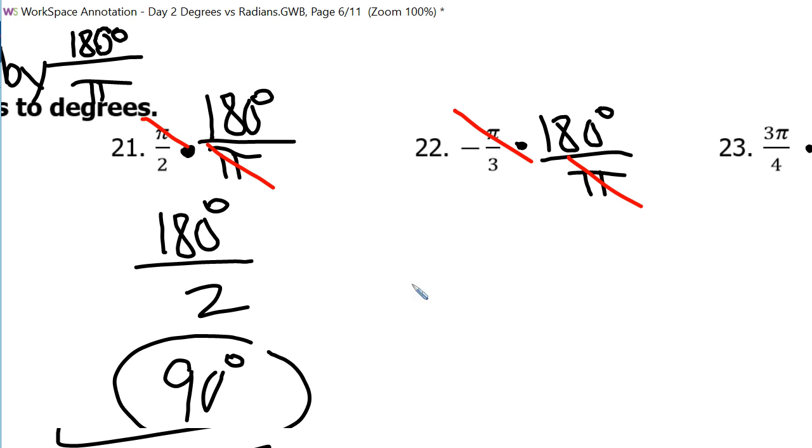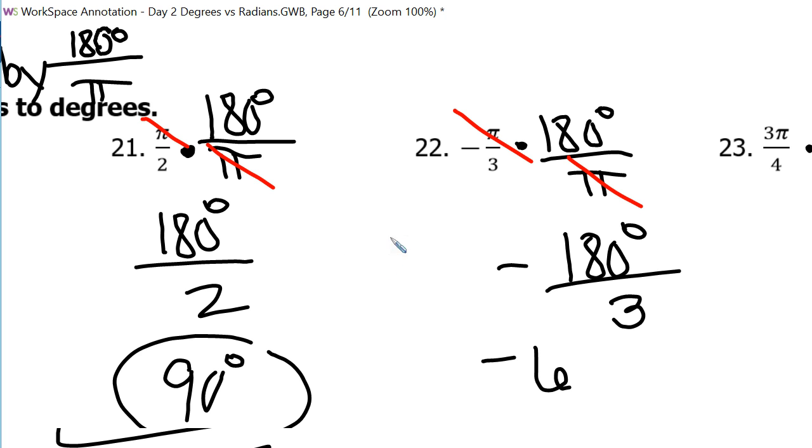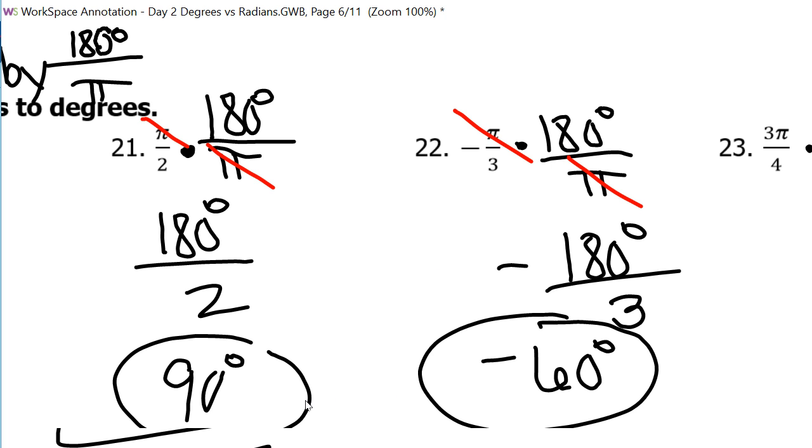Pi on top, pi on bottom will cancel. You have a negative 180 degrees over 3, and that is what? Negative 60 degrees. Next one, pi in the numerator, pi in the denominator, those cancel. We'll have to do 3 times 180 degrees over 4. And what is that one? 135 degrees. I agree, 135 degrees.